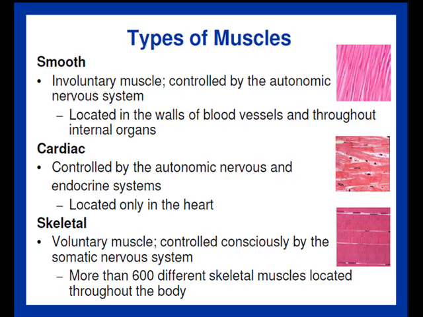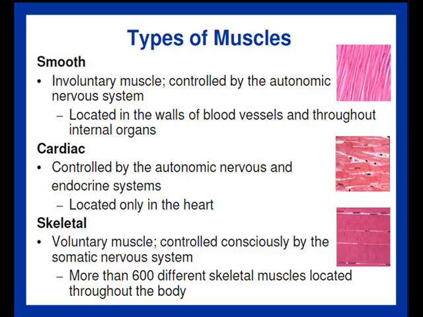Okay, some of this should recap for you. In terms of types of muscle, we've got smooth muscles found in blood vessels. Okay, involuntary muscle, controlled very much so by the autonomic nervous system, the parasympathetics. Like I said, again, the walls of blood vessels, direct internal organs.